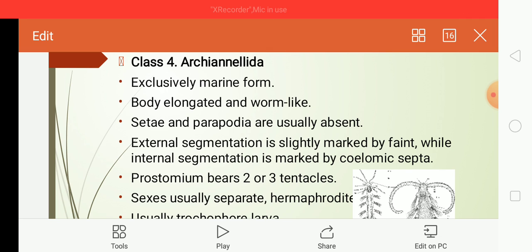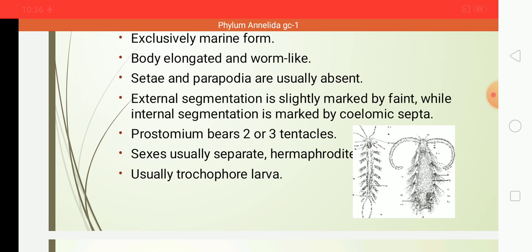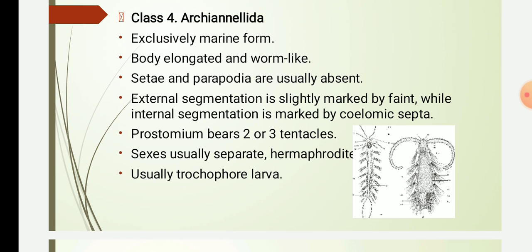The body is elongated and worm-like. Okay, setae and parapodia are usually absent, and the external segmentation is slightly marked, whereas the internal segmentation is marked by the coelomic septa. Then the prostomium bears 2 or 3 tentacles in these archiannelids. They are either unisexual or hermaphrodite. The larva is typically a trochophore larva, meaning they show indirect development.